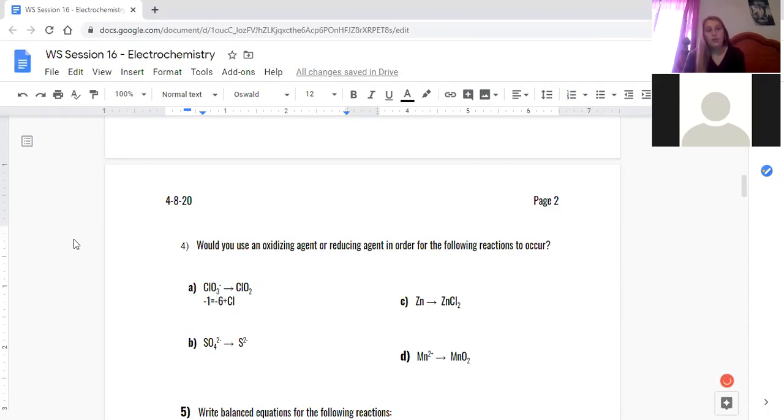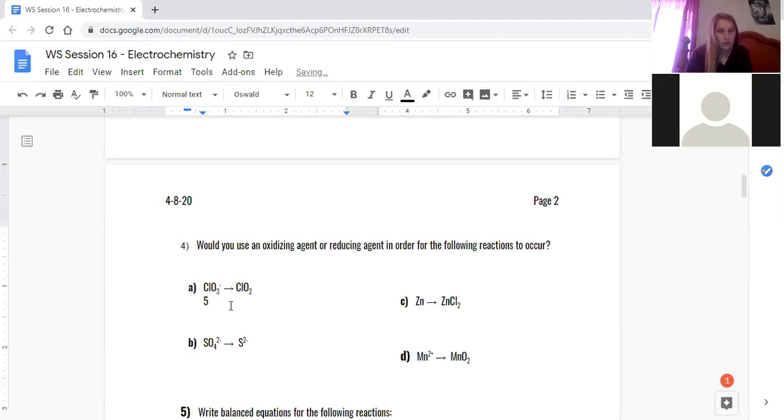Okay, so 6 would be the oxidation state if the charge was 0. But because we have this charge of -1, when we add the 6 to both sides, 6 plus -1 is 5. So we know the oxidation state of the first one is going to be 5. So that's for the first side.